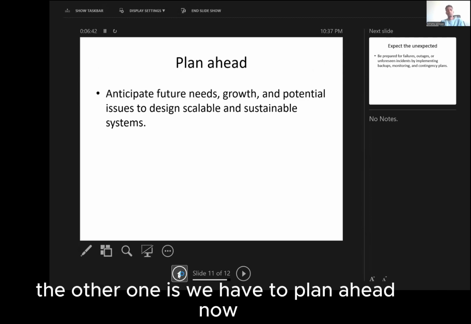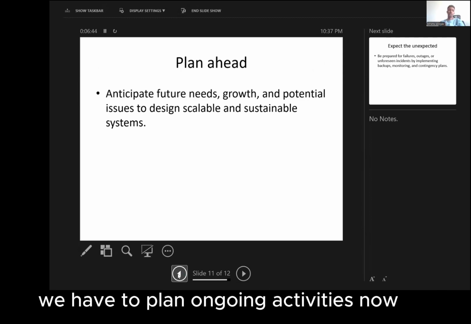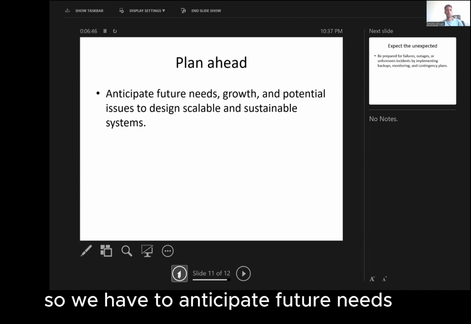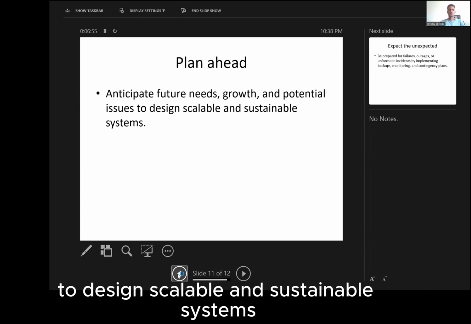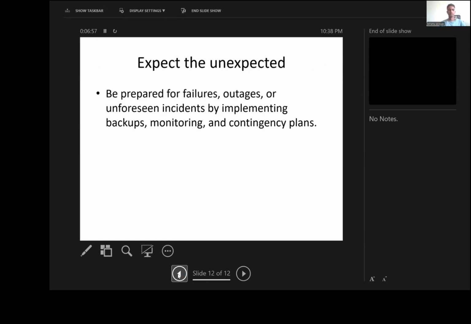The other one is we have to plan ahead. We have to plan ongoing activities. So we have to anticipate future needs. What are the future needs? How we grow, and the potential, is to design scalable and sustainable systems.